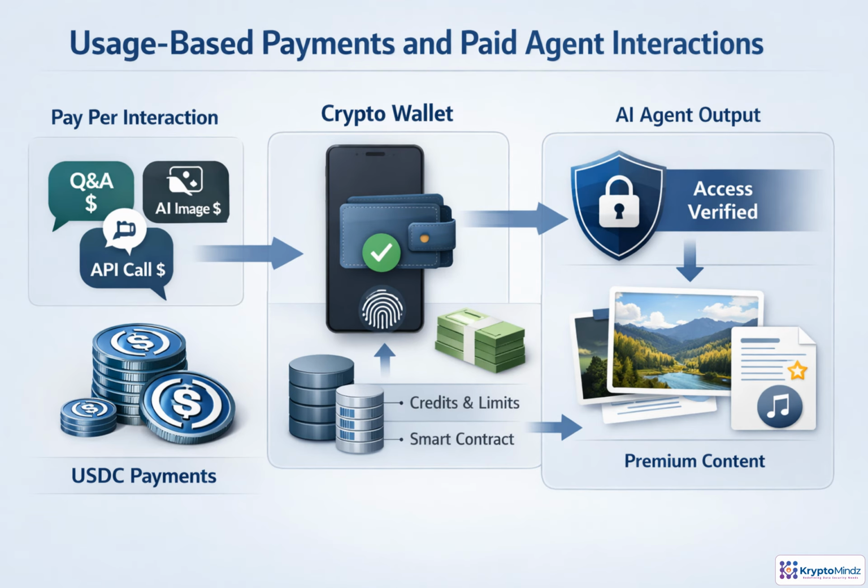Usage-based payments let an agent charge only when value is delivered. A user requests a premium action, such as a question, image, API call, or workflow. The system quotes a price, often in USDC, then asks the wallet to pay. After on-chain confirmation, the agent checks credits, limits, or contract state before running the task. Finally, the result is delivered and usage is logged off-chain, so balances, billing, and access stay consistent.